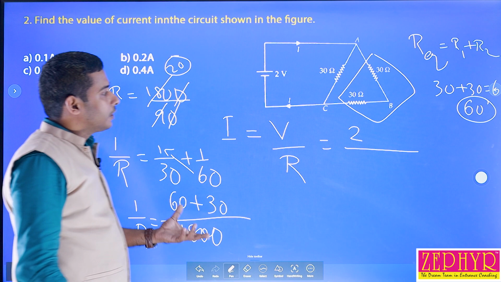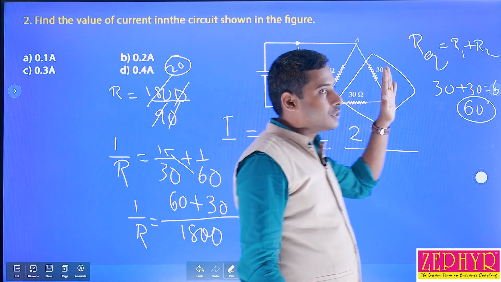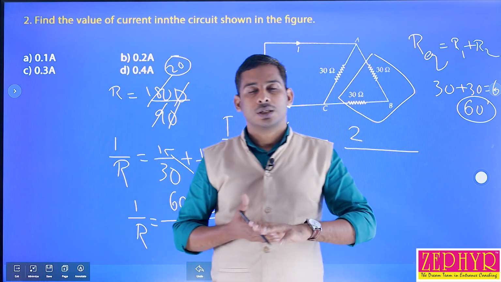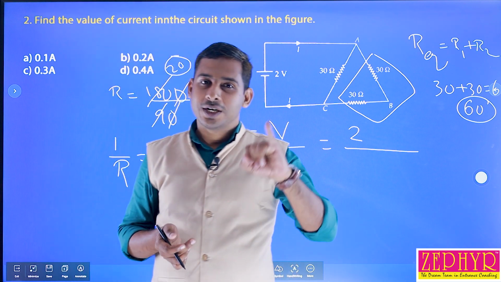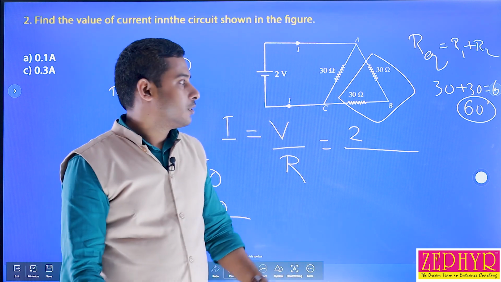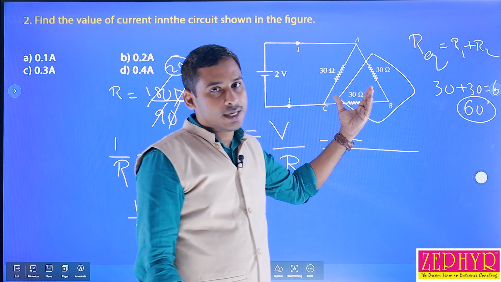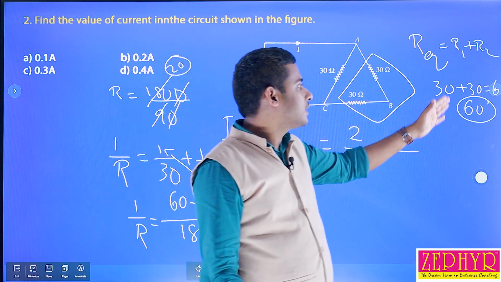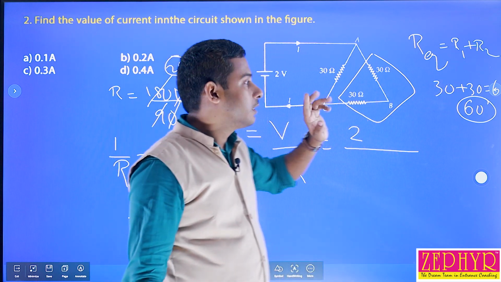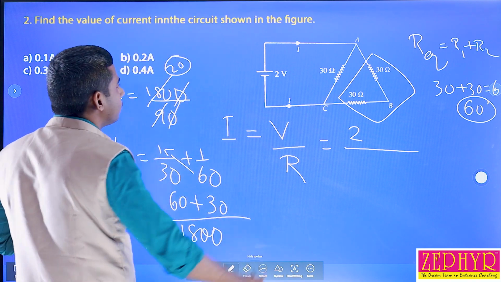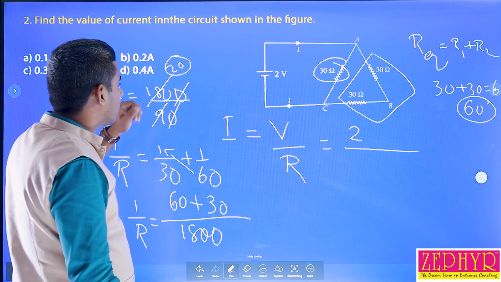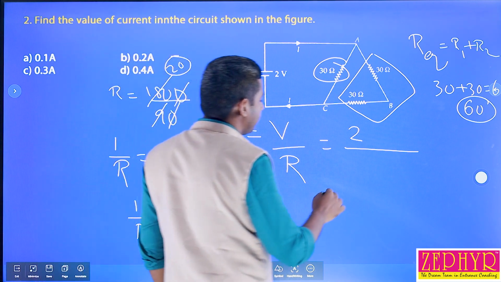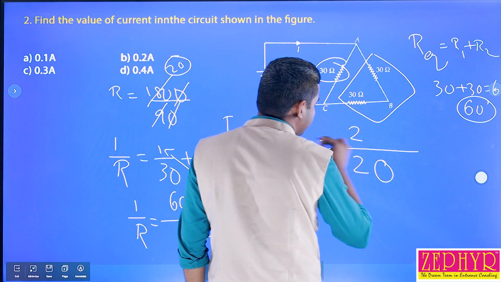So, right now we got the equivalent of the given circuit. Two resistors are in series, and one resistance is in parallel. When they are connected in series, the equivalent will be 60, then that 60 is parallel to the remaining 30, that means finally we got 20. So students, R becomes 20.